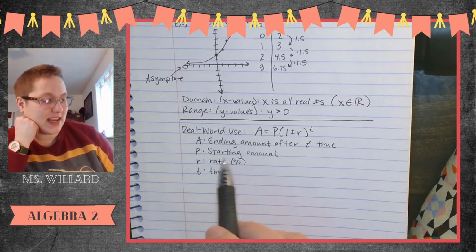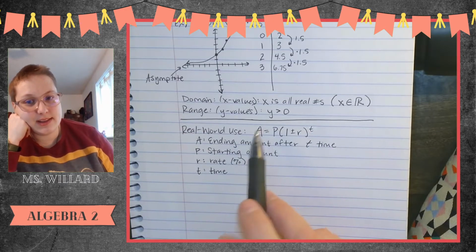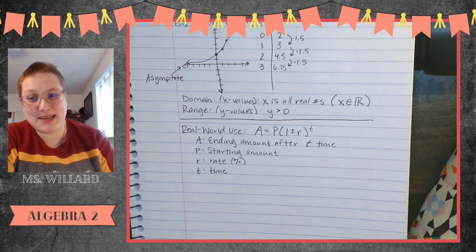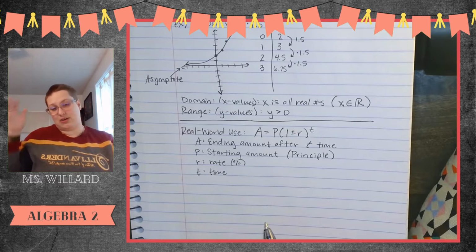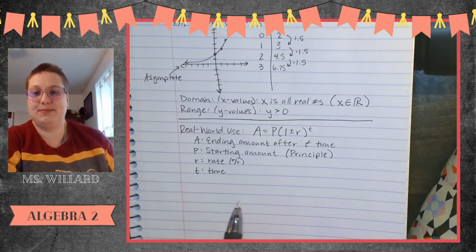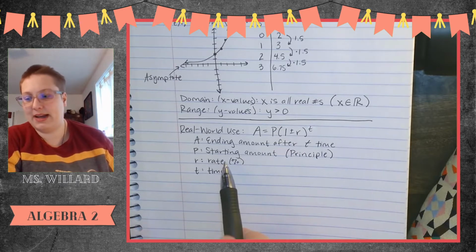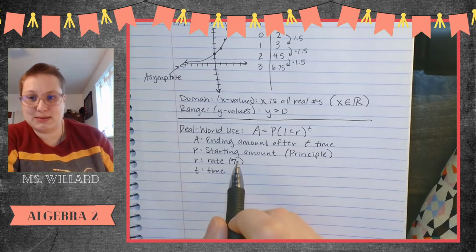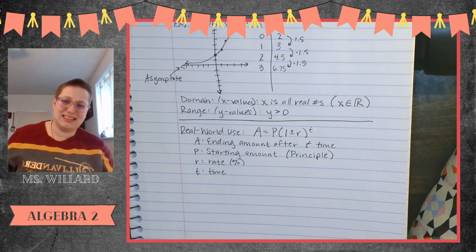But A is the ending amount after T amount of time. So this is how much I end with. P is the starting amount. I know that A made sense as the ending amount, but P, what's P? P is called the principal, not like principal Dr. Wadawa, principal like in finances. R is the rate. It was a percentage and you turn it into a decimal. And then T is the amount of time that is in the account or that this thing is happening.